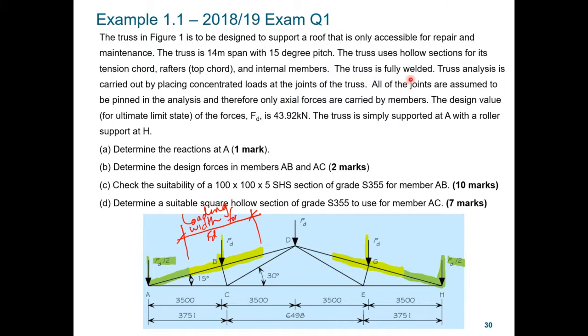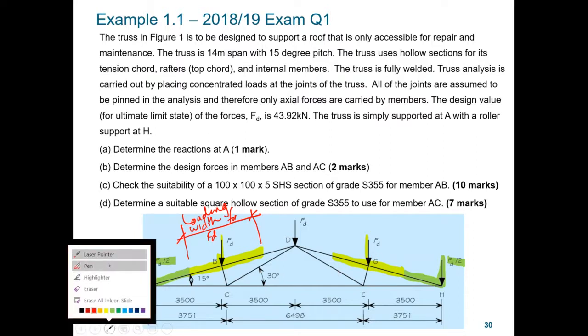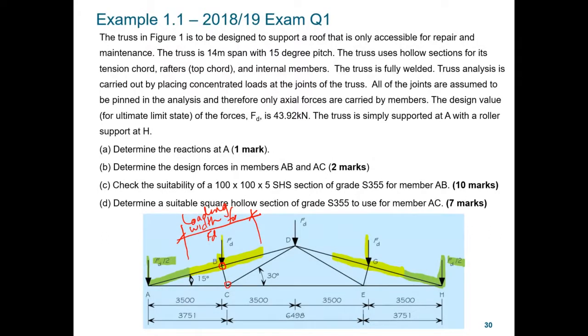Okay, so the truss is fully welded. Okay, the truss analysis is carried out by placing concentrated loads at the joints of the truss. We've done that. All of the joints are assumed to be pinned in the analysis. Okay, so there's a pin connection at every node. Usually what we indicate pinned connections by is an open circle. Let's say that they're pinned. Okay, so every joint has got a pin connection. That means that there's no moment transferred across the connection. So therefore, only axial forces are carried by the members. The design value for the ultimate limit state of the forces FD is 43.9 kilonewtons.